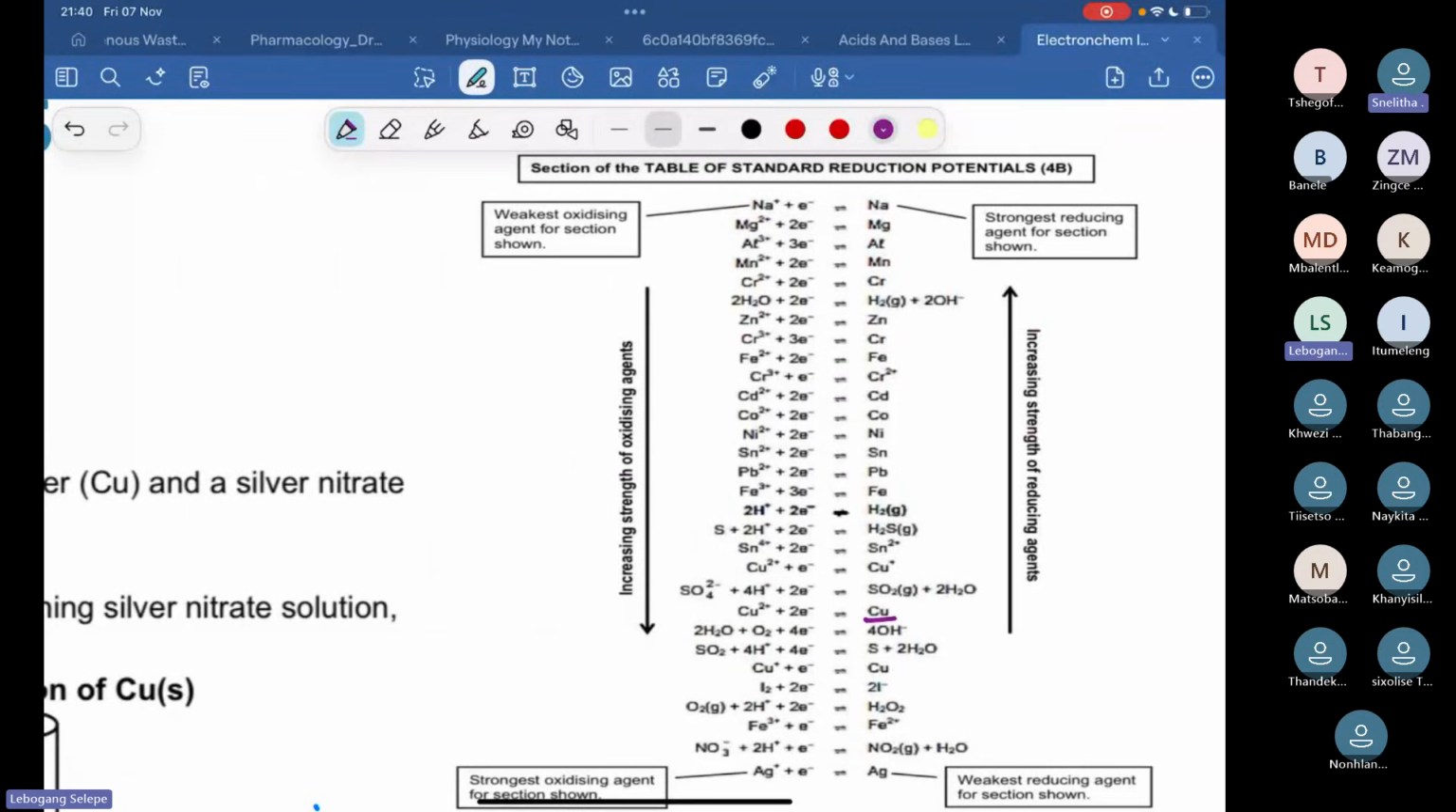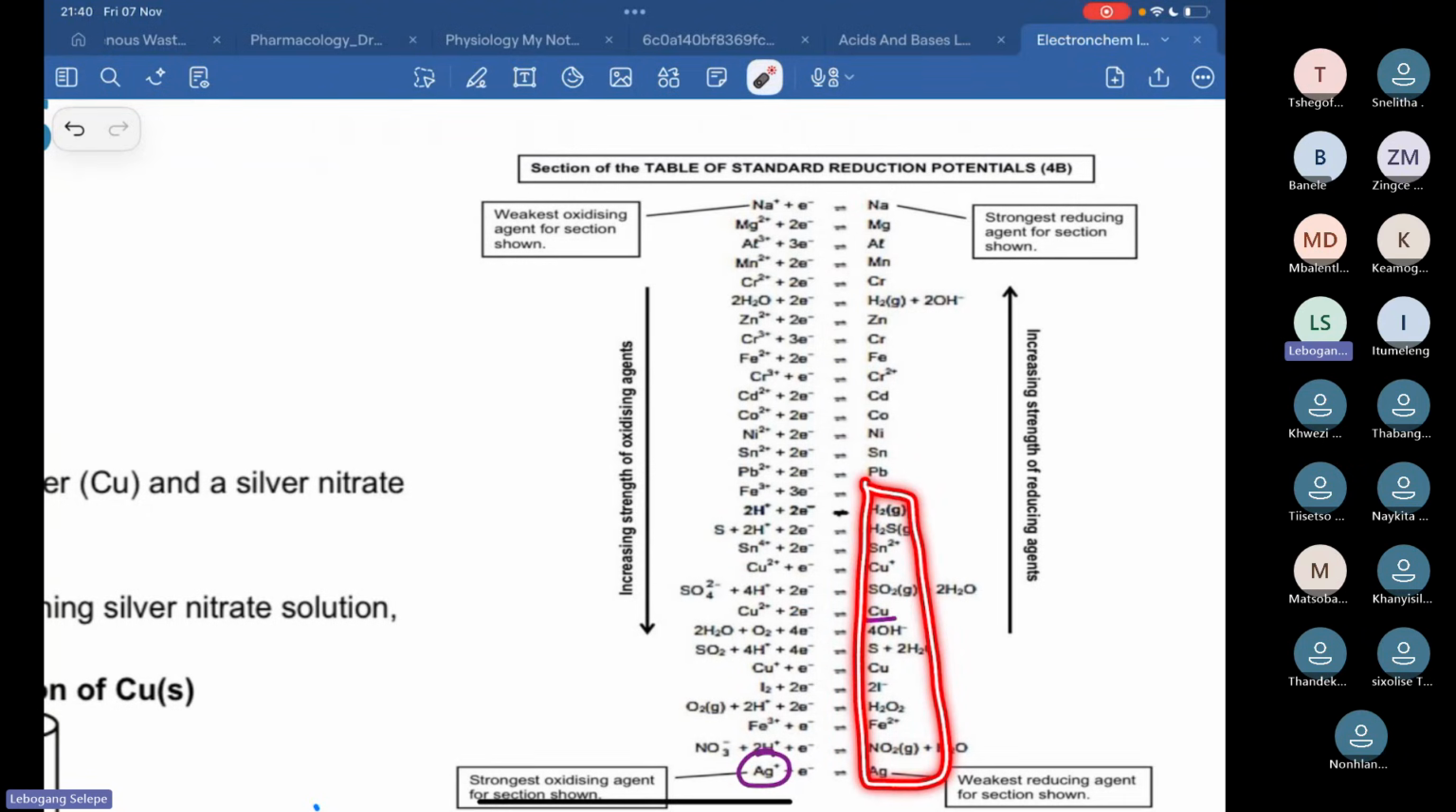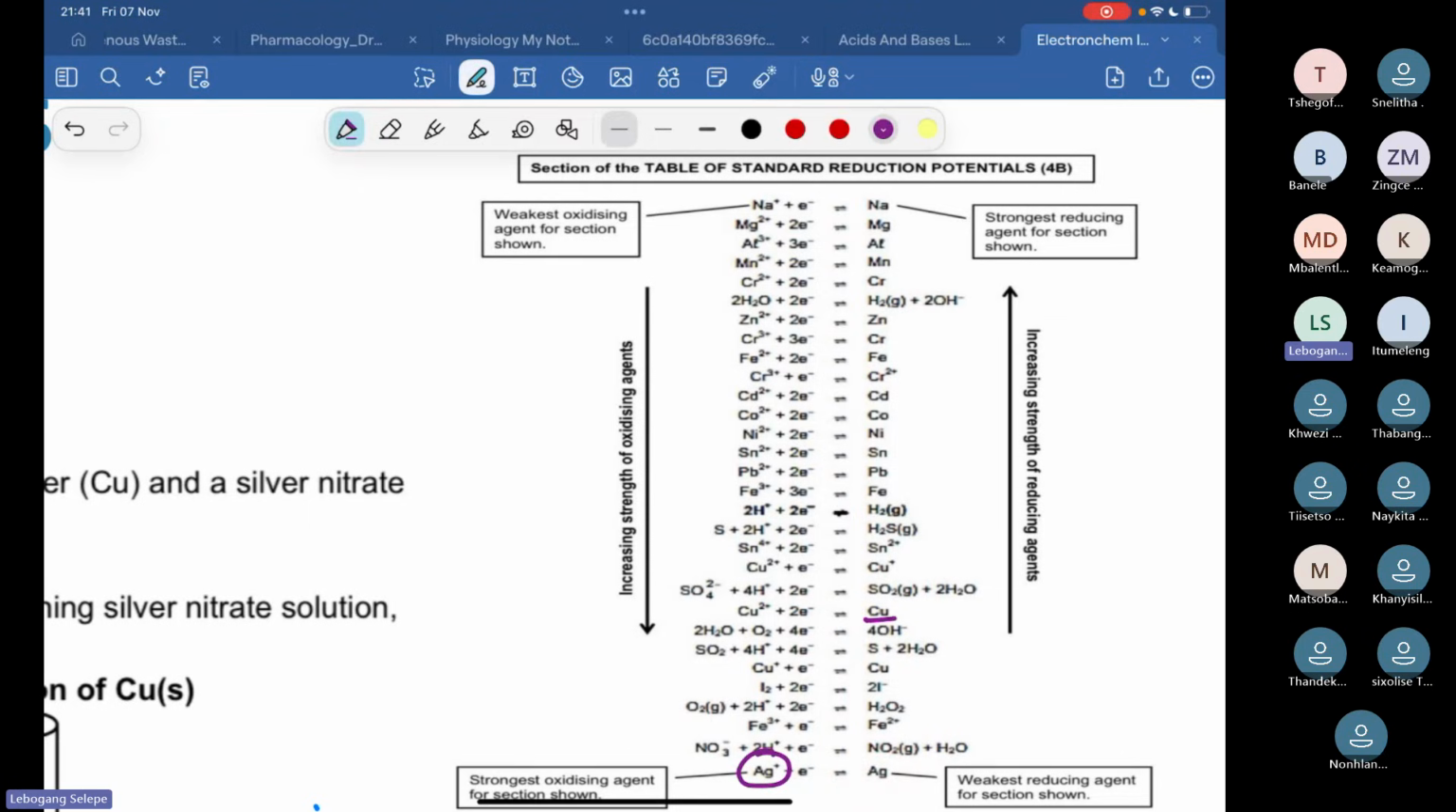Copper, yes, and Ag. Ag is a stronger oxidizing agent than Cu. Wait, Ag is this side. It's not even an oxidizing agent. Can you see? Ag+. Yes, you should be specific and say Ag+, because if you don't, you're going to lose marks. Okay, Ag+ is a stronger oxidizing agent than Cu2+.